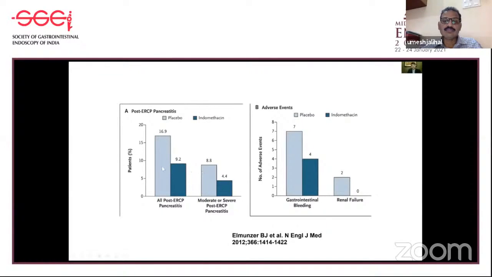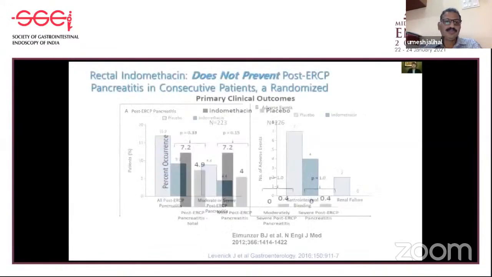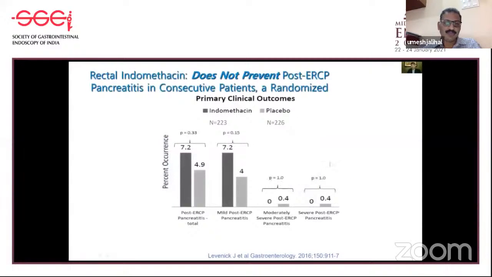Again, it's not just a reduction in the incidence of pancreatitis, but also the severity of pancreatitis is minimized. The adverse events are not statistically significant, though there is some bleeding. The bleeding risk is similar between placebo and indomethacin, and no concern for renal failure. So rectal indomethacin can be administered. However, should we go ahead and start giving rectal indomethacin in every patient that you do ERCP?